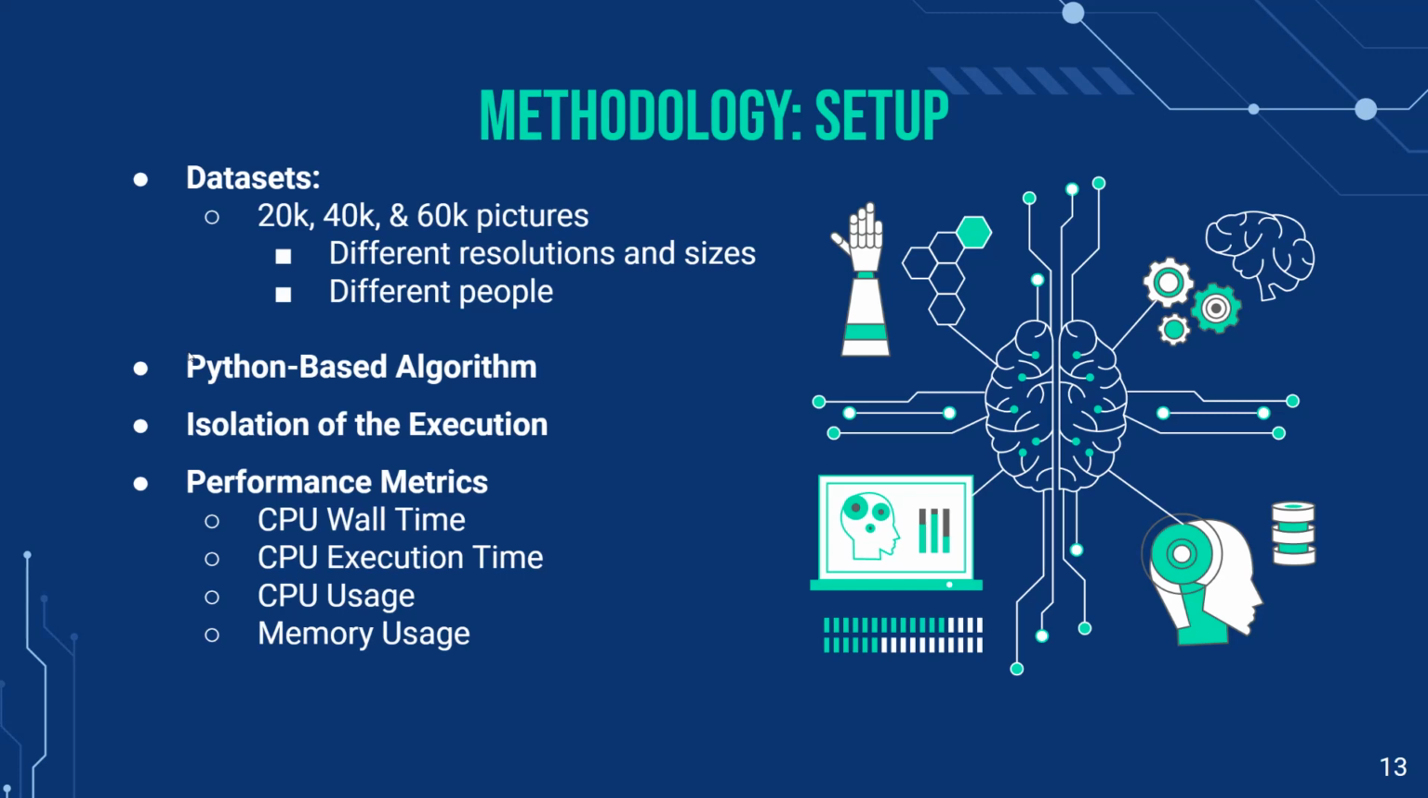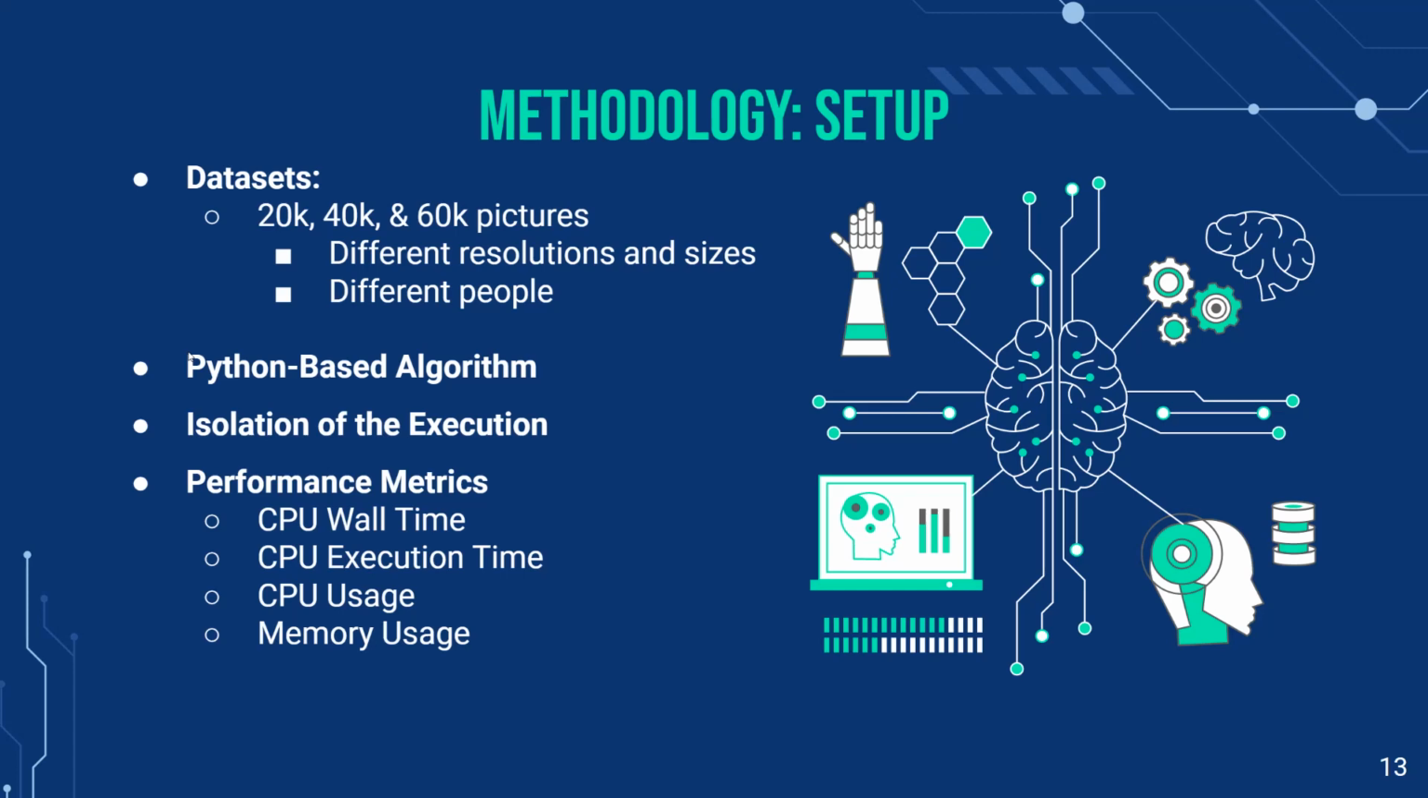So for our setup on this project, we first start off by trying to get a data set. To do this, we went to an online repository that had thousands of images of people. What we did is we reduced this amount to 3 different sizes of data set. So we'll have the 20,000 pictures, 40,000 pictures, and 60,000 picture data sets. And these do have the same pictures, which contain different people and different resolution and sizes of the images.